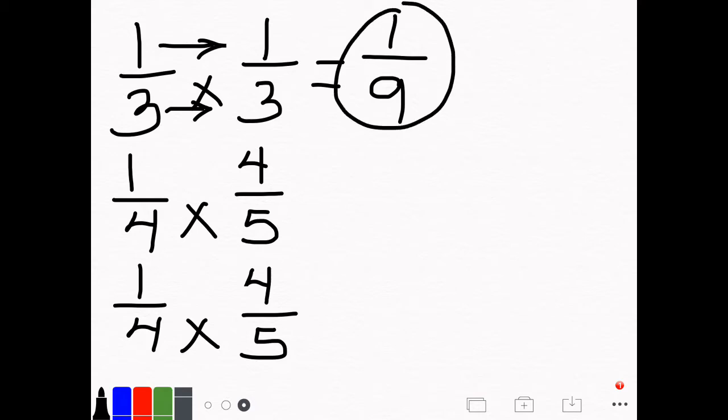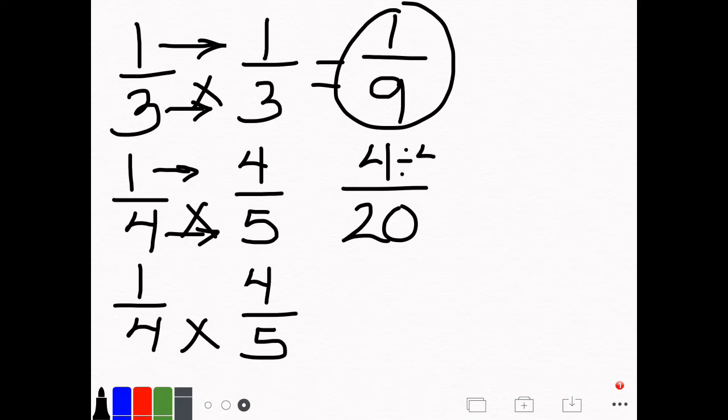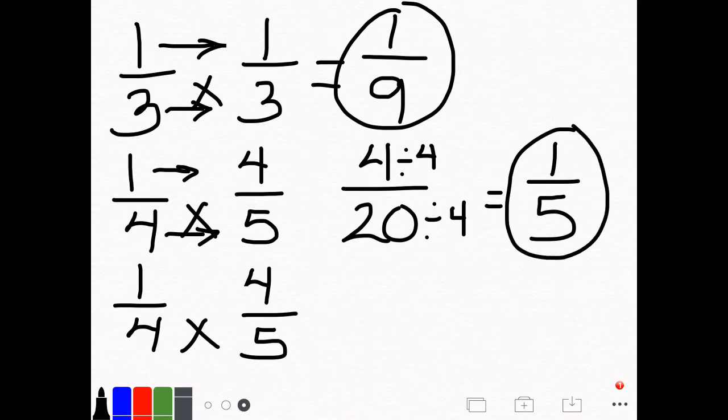Moving on to the next problem, beneath that, you'll see we have 1/4 times 4/5. Again, we're going to multiply our numerators, which 1 times 4 is 4. And we're going to multiply 4 times 5, which is 20. We're going to ask ourselves, is 4 over 20 in simplest form? And the answer is no, it's not. So what we're going to do is divide each of these by 4. So we're going to take 4 divided by 4, which is 1, and 20 divided by 4, which is 5. Therefore, my answer is 1/5.